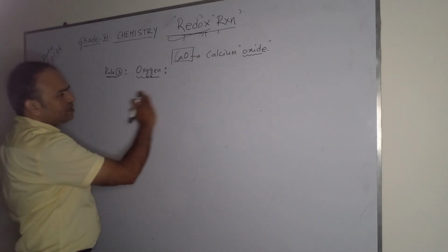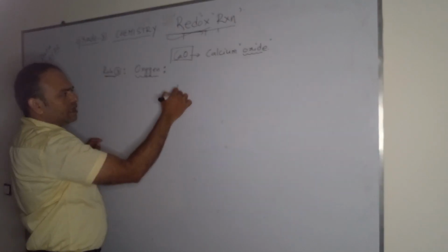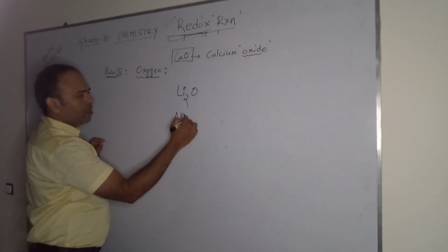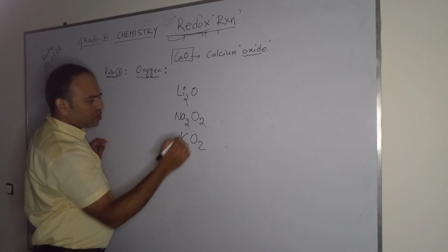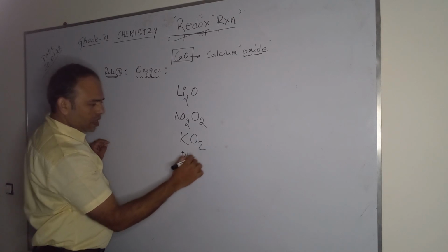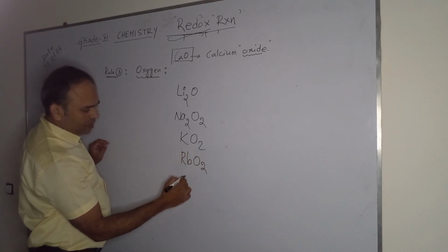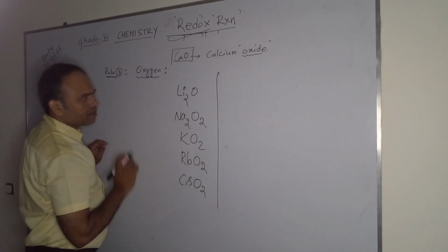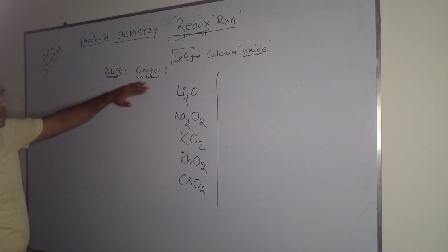Now I'll take a simple example here with the same group 1. I'll write like this: Li2O, Na2O2, KO2, RbO2, and cesium, CsO2. Okay, I have written this. Next, we have to know the oxidation state of oxygen.